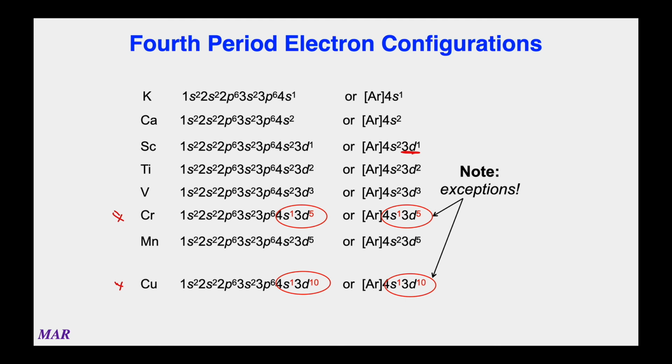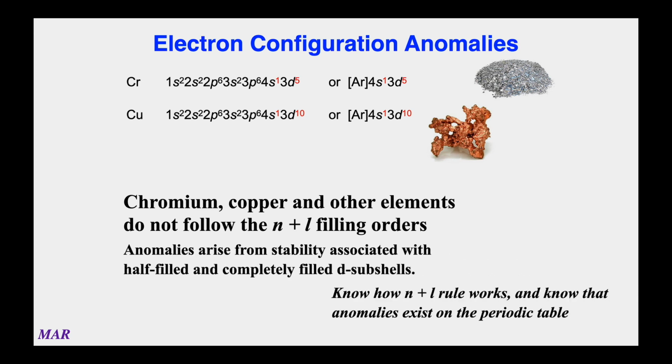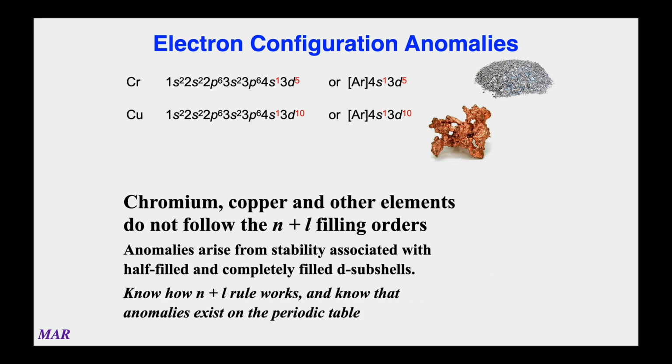And again, there are other exceptions on top of this. You'll see it in the textbook and stuff like that. Chromium, copper, and other elements don't follow the N plus L filling order, which drives me crazy as the instructor, but welcome to science. We don't always have everything figured out. People think it's instability associated with the D subshells. Maybe it is, maybe it's not. All I'd really like you to know is how to fill things in by the N plus L rule, and just realize there are some anomalies. And again, if you give me the answer, either the actual answer or the real answer, you're good to go.